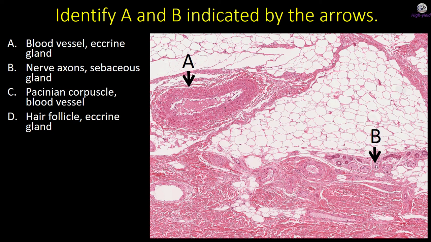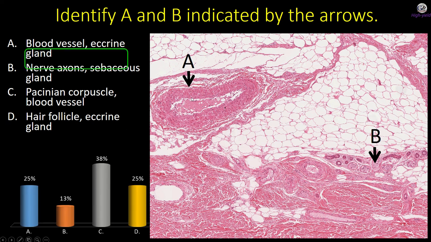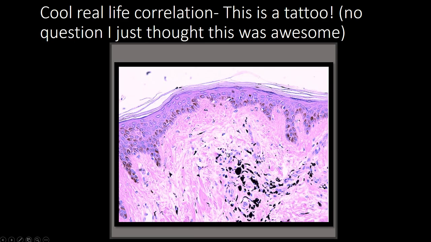And B, these look like eccrine sweat glands. These look like ducts here. They're cuboid. This is a nice cross section. There's a lumen inside, and these look like the secretory portions, which are more pale staining. So I'm going to go with an eccrine gland for B and a blood vessel for A, for those reasons.